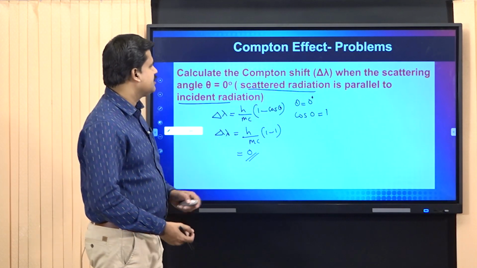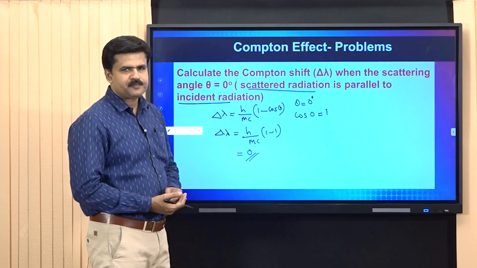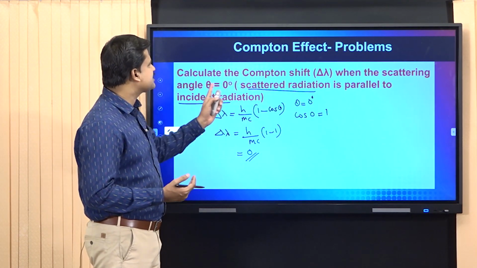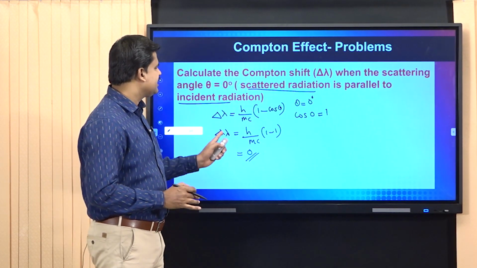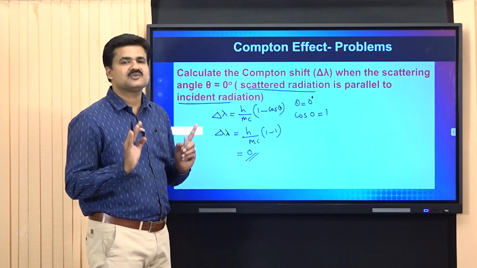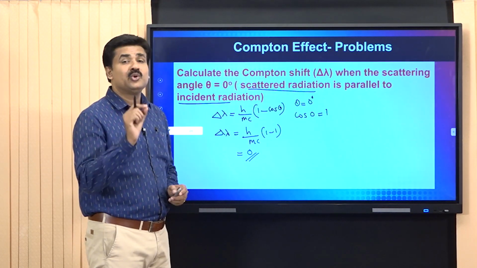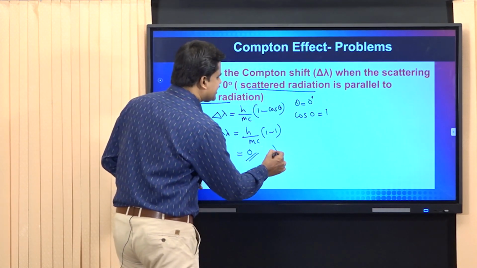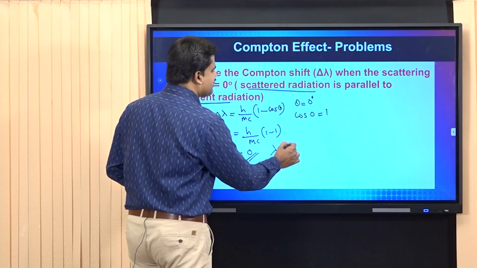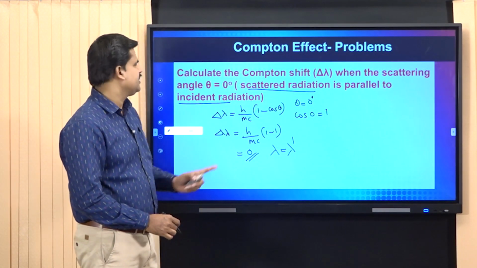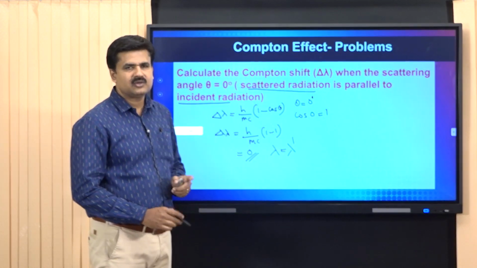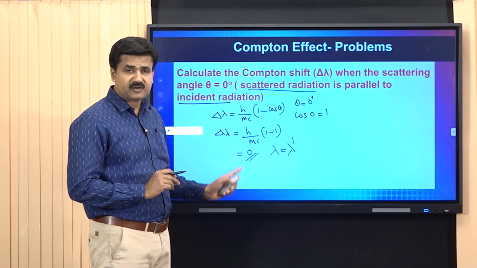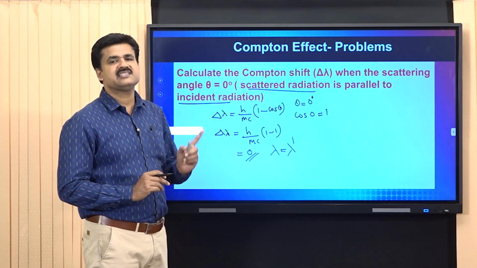This implies that when the scattered radiation is parallel to the incident radiation, that is, if the scattering angle is 0 degree, the wavelength shift is also 0. That is, no Compton effect is observed. This implies that incident wavelength is the same as scattered wavelength. If theta is equal to 0, there is no Compton shift. This is an important information as far as Compton effect is concerned.